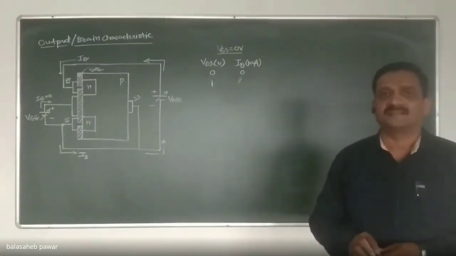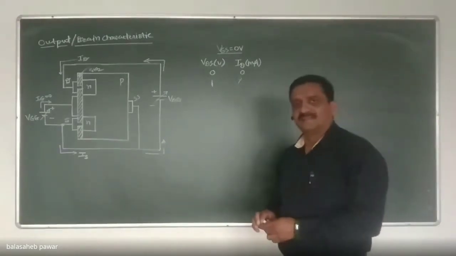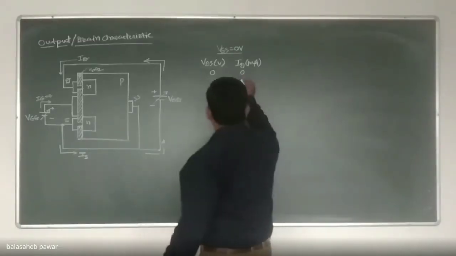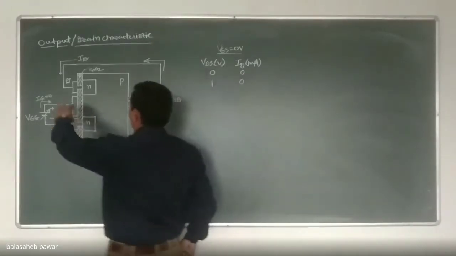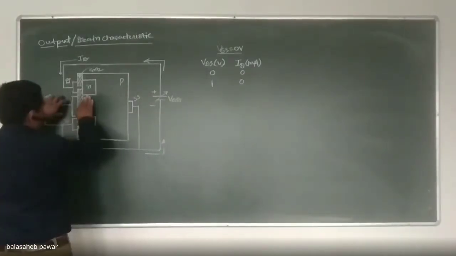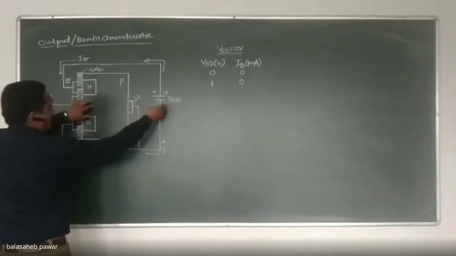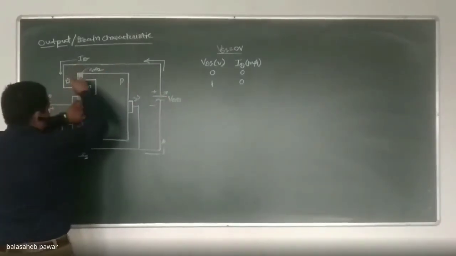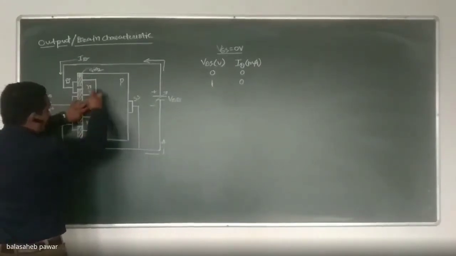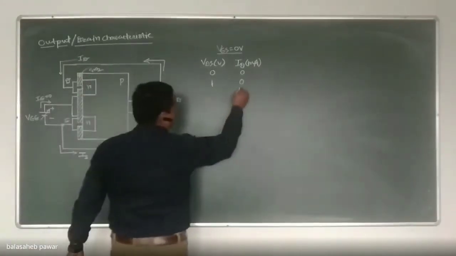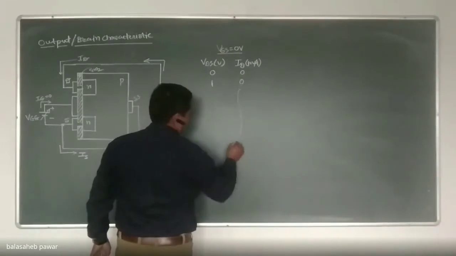Just try it. Zero. Yes, it will remain zero. Why will it remain zero? Because our input is at zero potential. That's why there is no formation of any channel between drain and source. So whatever the VDD may be, there is no channel for the flow of current between drain and source, and that's why that current will remain zero.